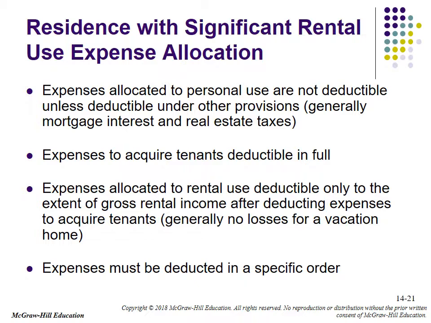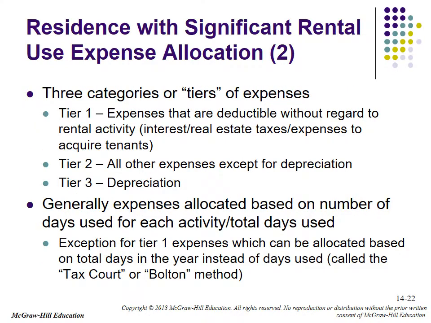You use it more than 2 weeks and you rent it out more than 2 weeks in a year. And you have to deduct the expenses in a specific order. These are on page 14-19, an exhibit of them, and they're called tiers of expenses. We're going to come back to these tiers when we talk about an office in the home. The 3 categories.